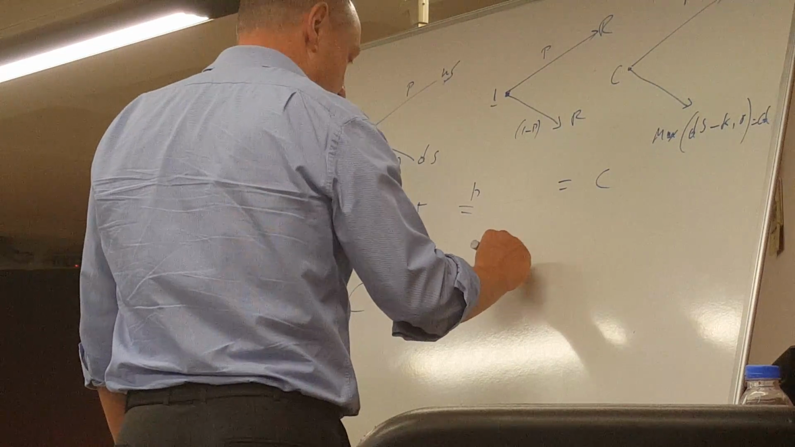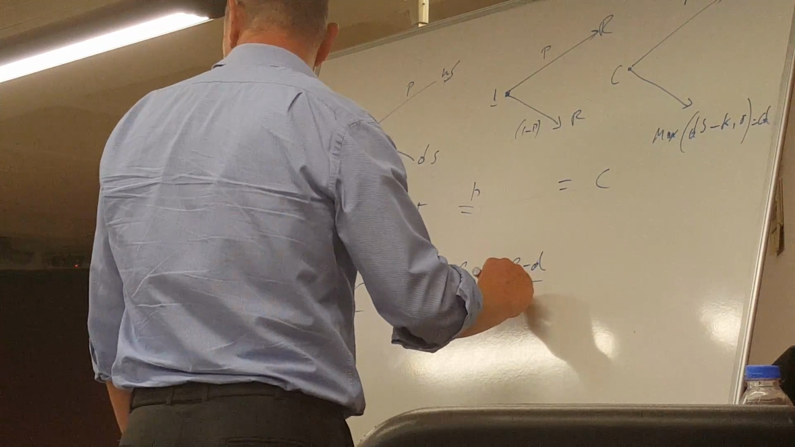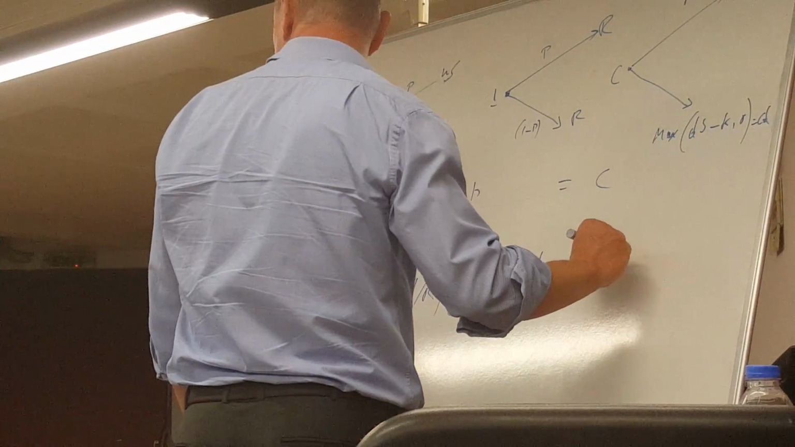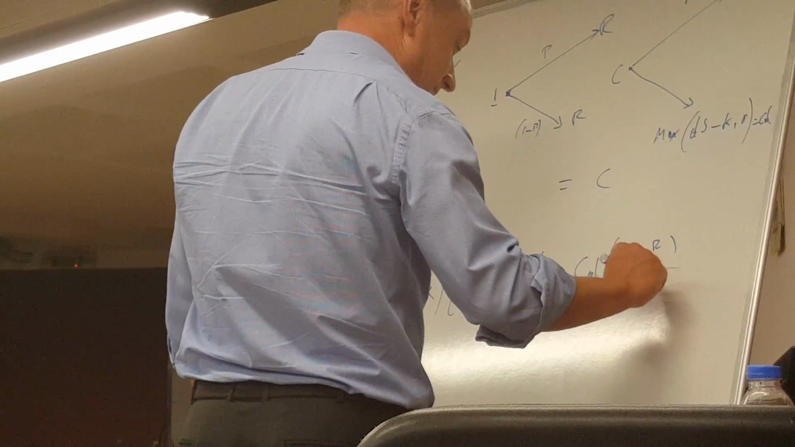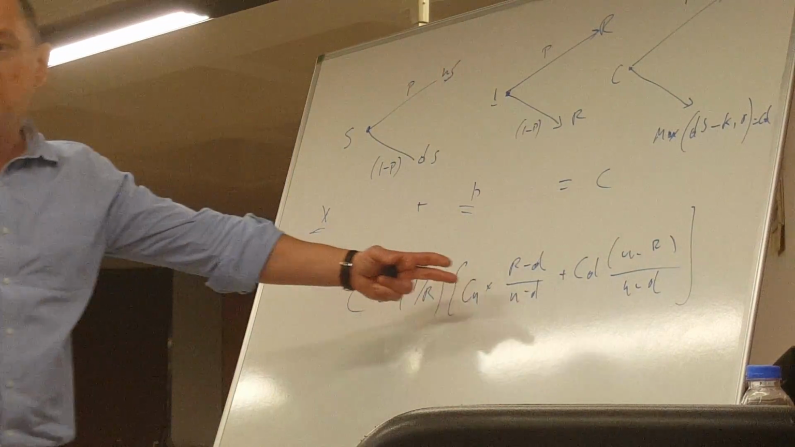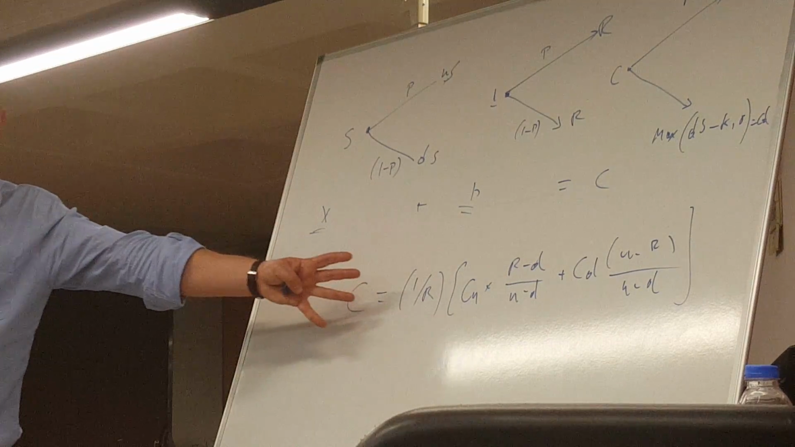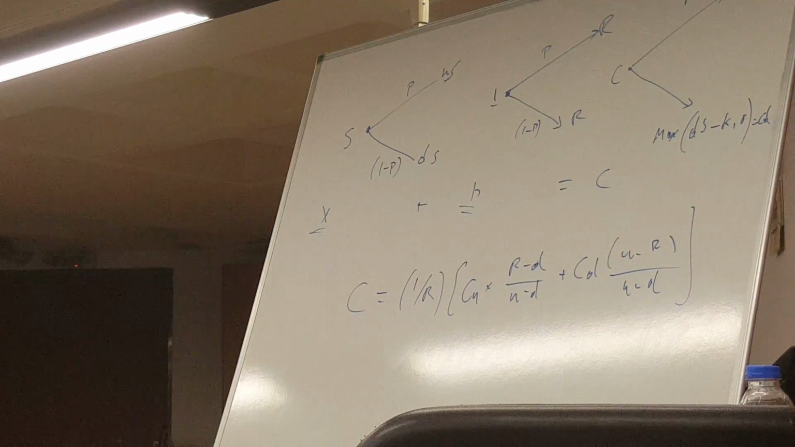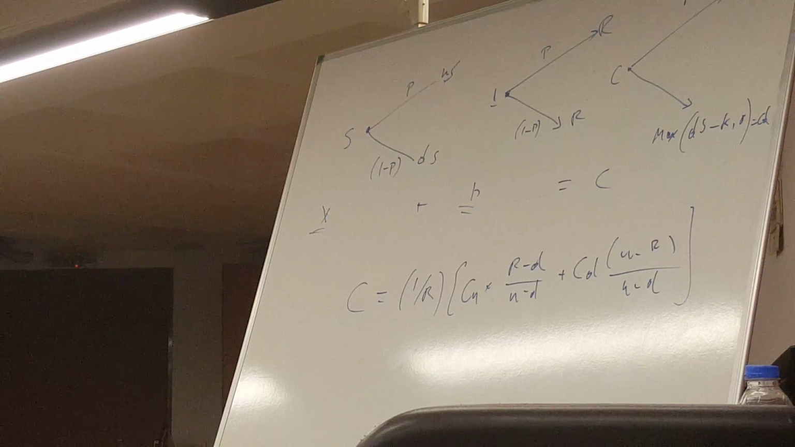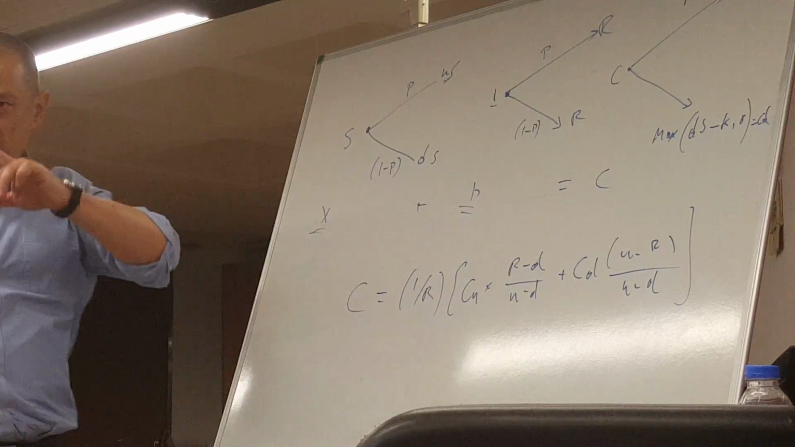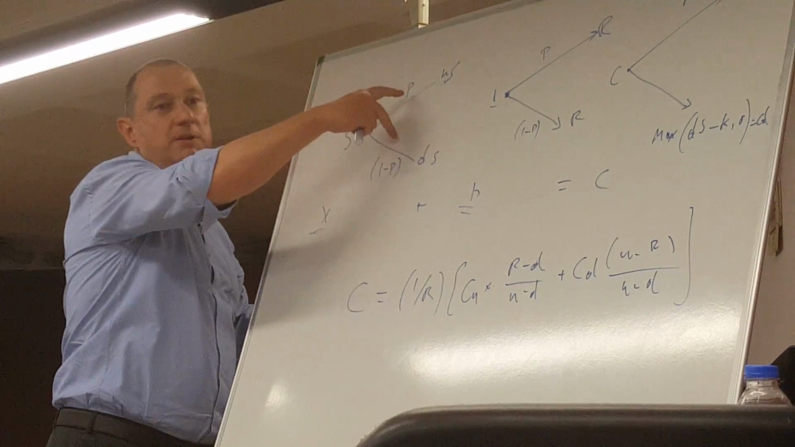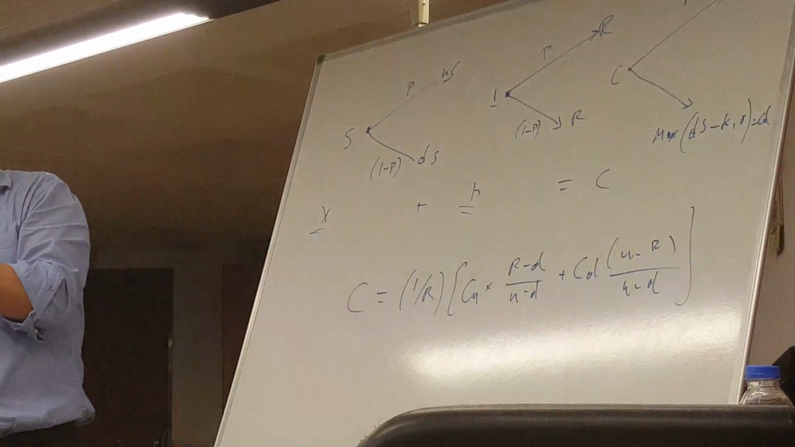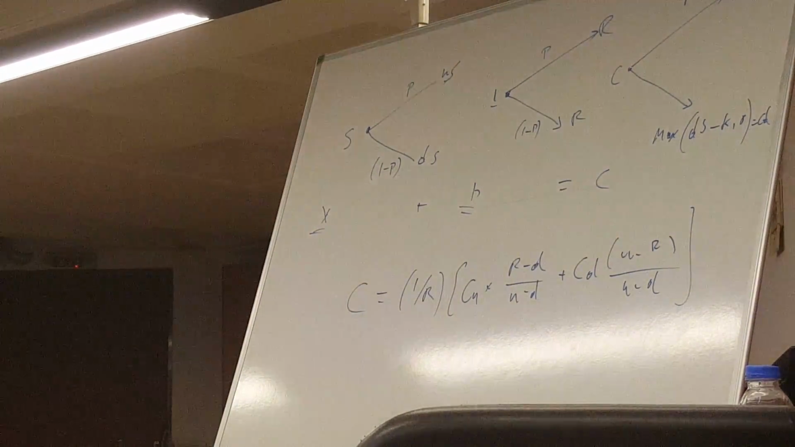Times (R minus D) over (U minus D), plus CB times (U minus R) over (U minus D). Where is P? There is no P. This is exactly, for those of you who've seen Black-Scholes, the reason that in Black-Scholes the drift of the underlying asset is not the expected drift, which could be contingent on the probability of going up and the probability of going down, but the risk neutral drift.